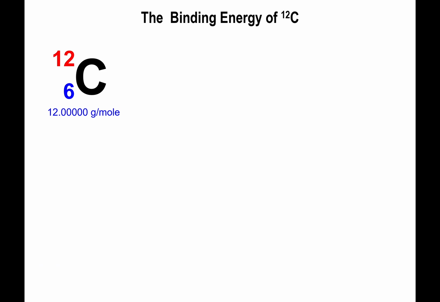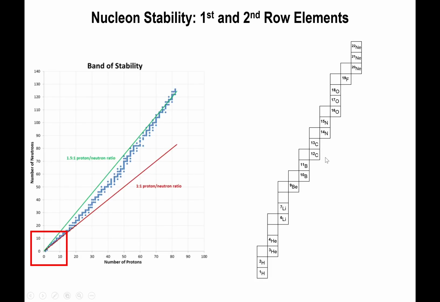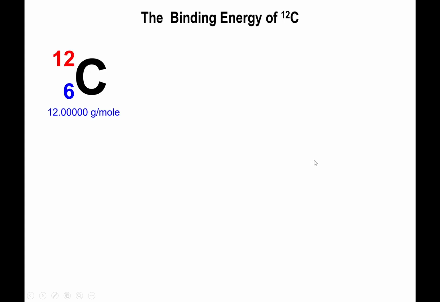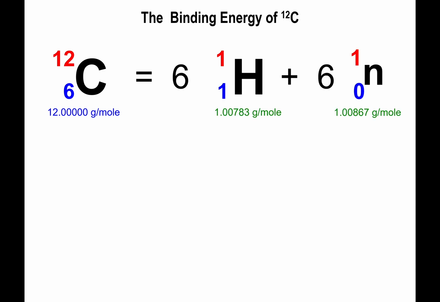And if we look at carbon-12, it is shown present in the table, meaning that carbon-12 is stable. So we can calculate the binding energy for carbon-12. Carbon-12 is made of 6 protons and 6 neutrons, with masses of 1.00783 and 1.00867 grams per mole. The mass of carbon-12 is 12.00.